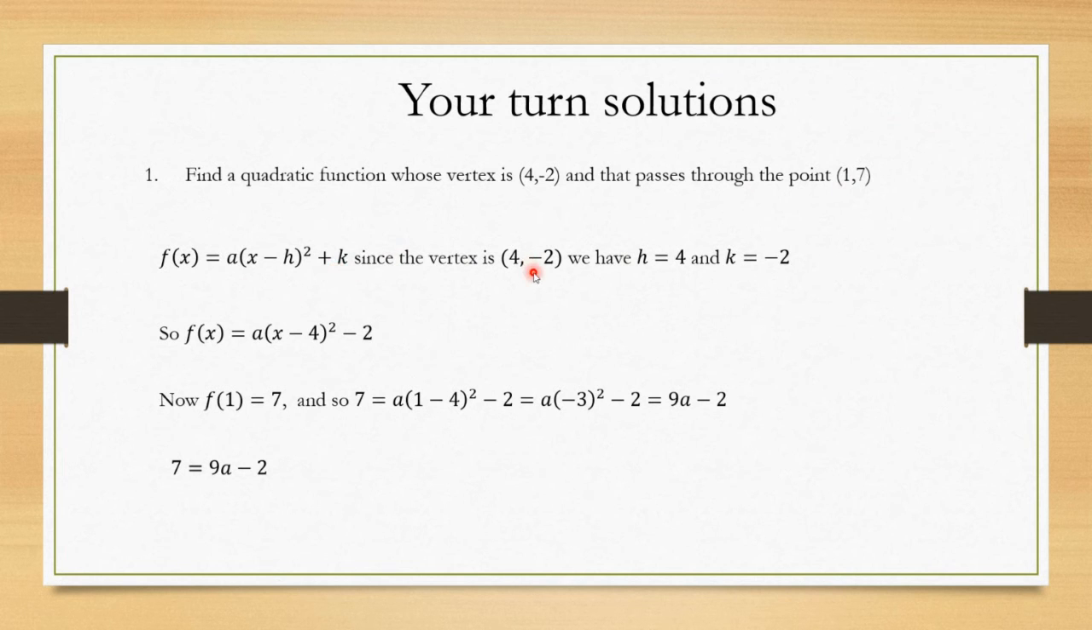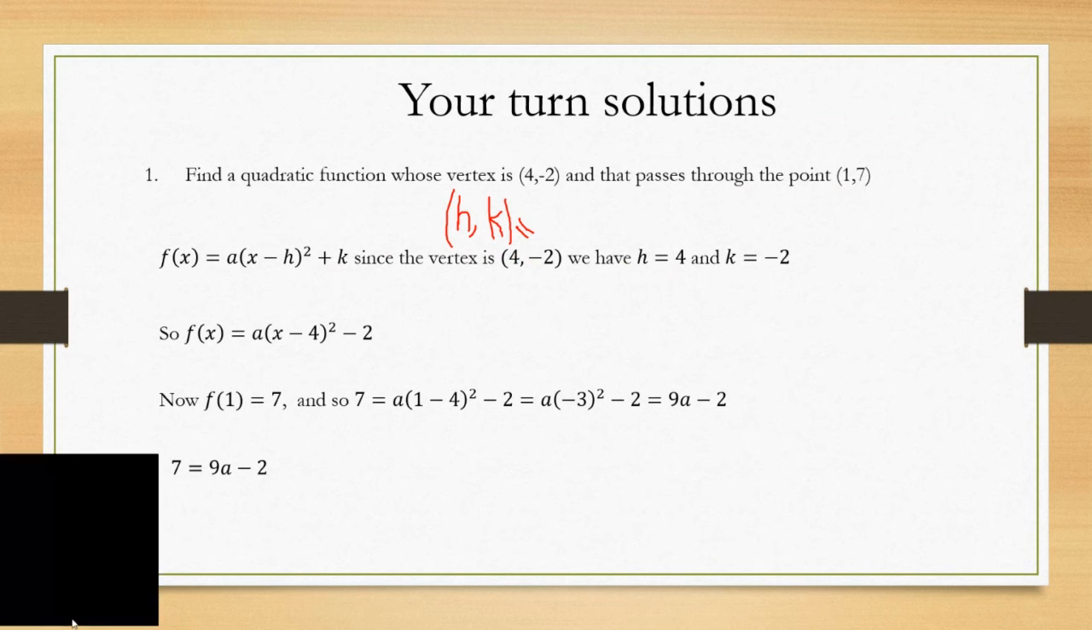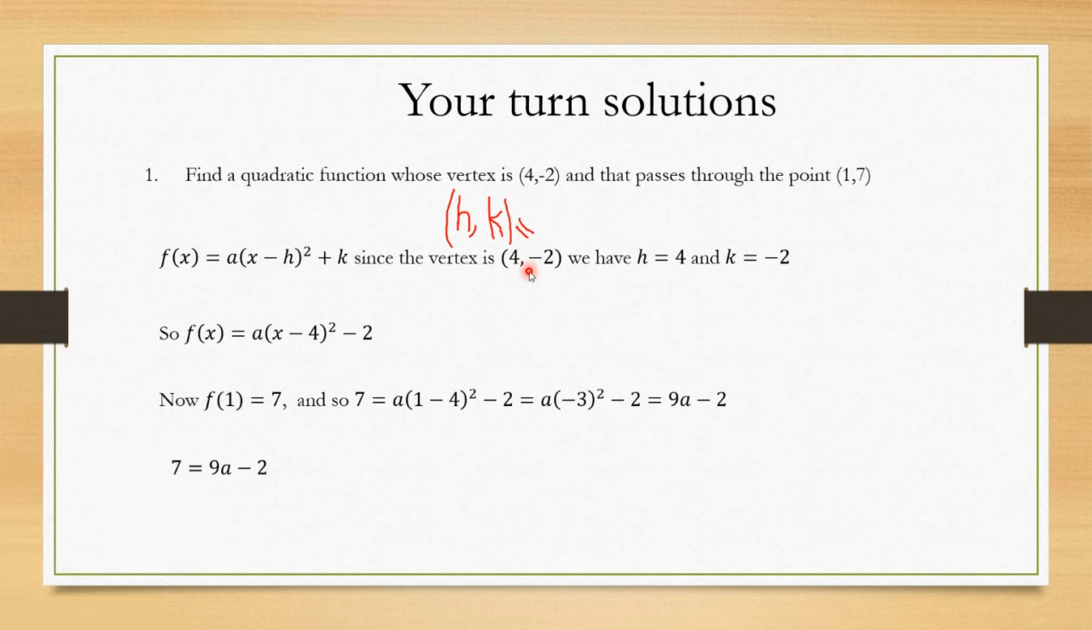So this is our vertex. And again, okay, let me write it out. The vertex is always of the form (h, k). So this is what the vertex looks like. So h is always the x coordinate, which in this case is 4. k is always the y coordinate, which in this case is -2. And so from here, we get h is 4, k is -2.